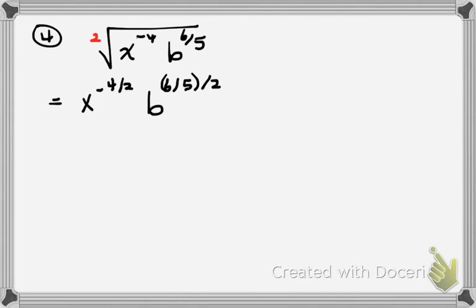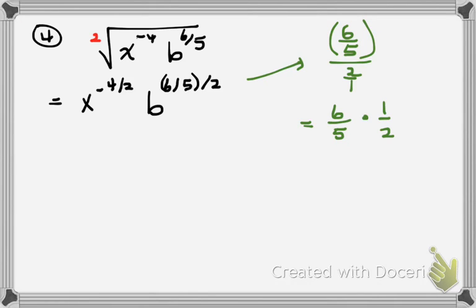So let's just take a look at that little part off to the side here, because that can be a little bit confusing. So we essentially have 6 over 5 over 2. If I have a fraction inside a fraction, it's not a big deal. All I'm going to do is think about this as 2 over 1, and I will flip and multiply. So we end up multiplying by 1/2.